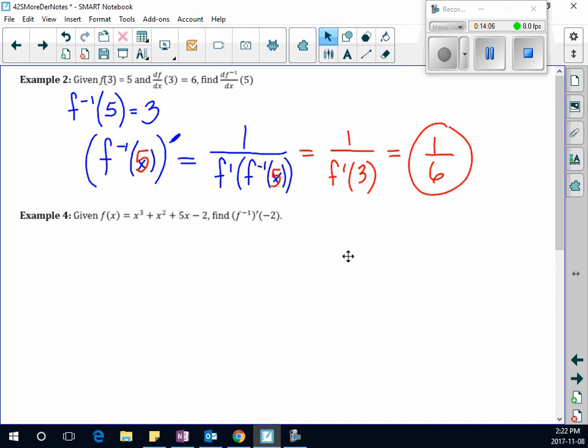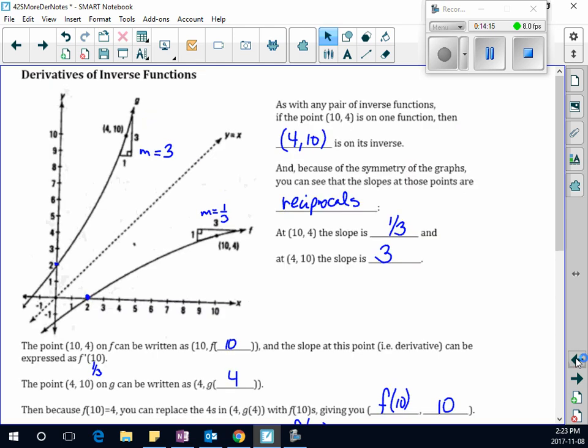You know what? It doesn't have to be extra work if you understand what this is actually doing. So let's go back to that visual. Does everybody see? If I know that 10 goes in, 4 goes out, and that the slope is 1/3, then if I wanted to know what the slope is in the inverse function at 4, I just have to match up the 4 in the inverse function, and whatever that slope is, reciprocate it. That's all you have to do.